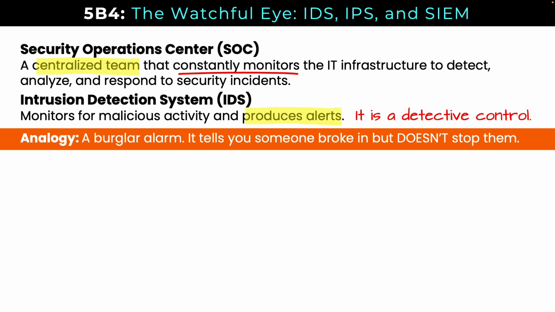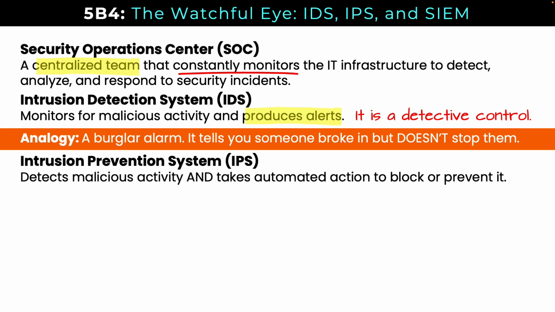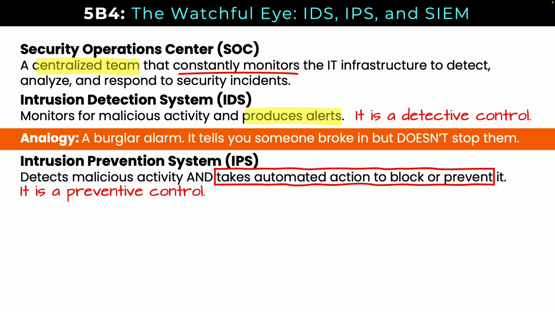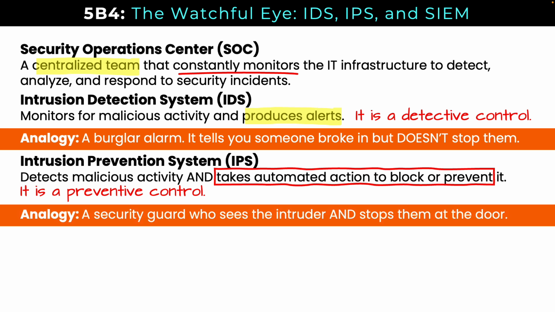It's really kind of like a burglar alarm. It tells you someone broke in, but it doesn't actually stop them. And then we have an intrusion prevention system, which can detect malicious activity often in the very same way, but it takes automated action to block or prevent the intrusion. It is a preventive control. So it's like a security guard who sees the intruder and stops them at the door.